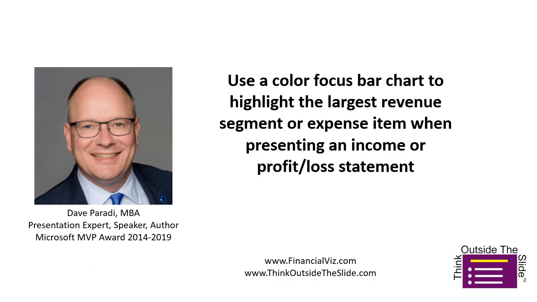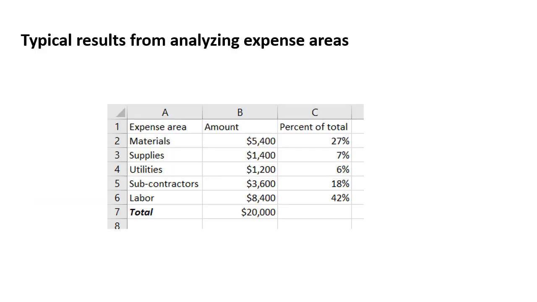When you've done some analysis of your income or expense areas in your income and profit and loss statement, and you want to present to the audience, maybe it's executives or board members, what's the largest item? Maybe it's a revenue segment or an expense item. I want to show you how you can use a color-focused bar chart to highlight that one item you want them to focus on. So here's typically what we have.